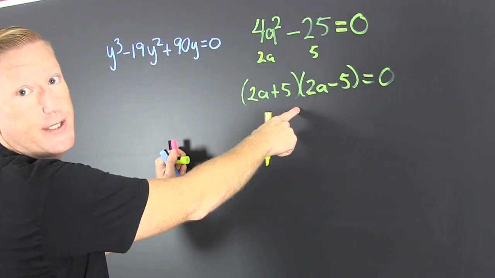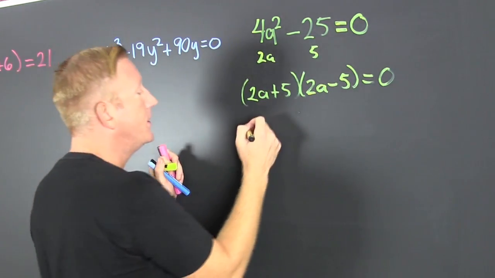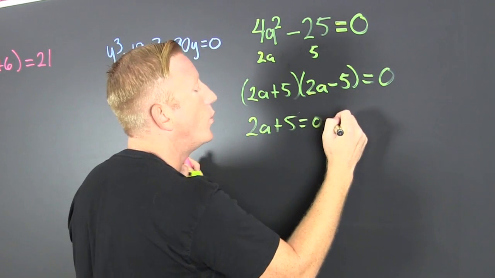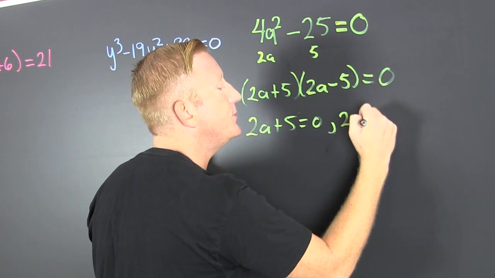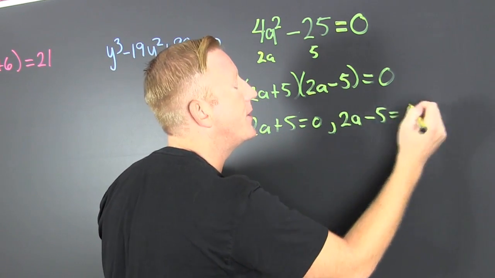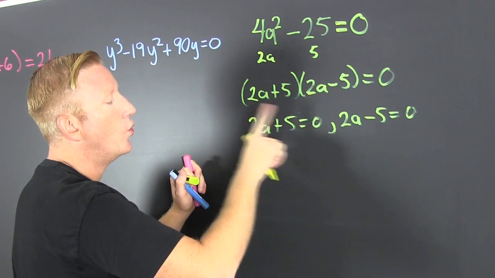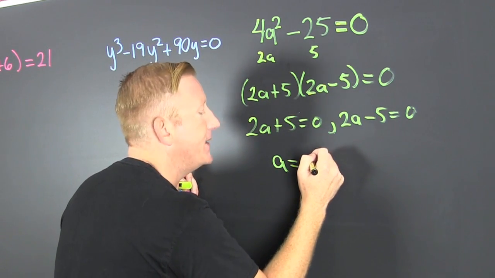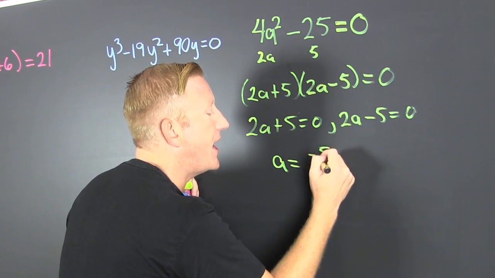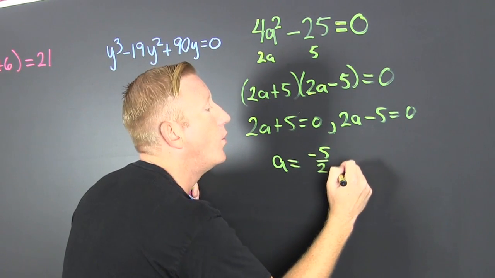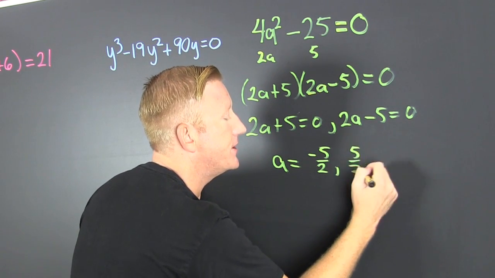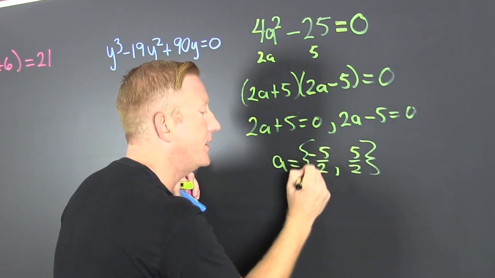So now we use the zero factor property, and we see 2a plus 5 is equal to 0, or 2a minus 5 is equal to 0. Then we see that a is going to be plus or minus 5 over 2, minus 5 over 2 or 5 over 2.